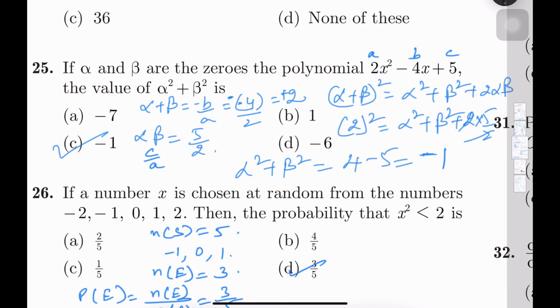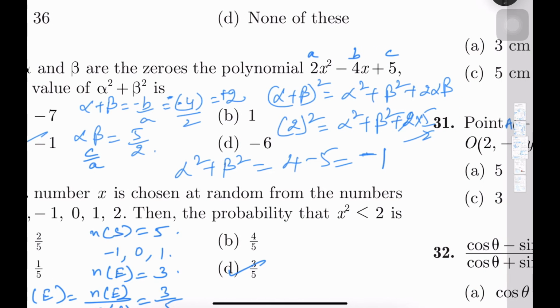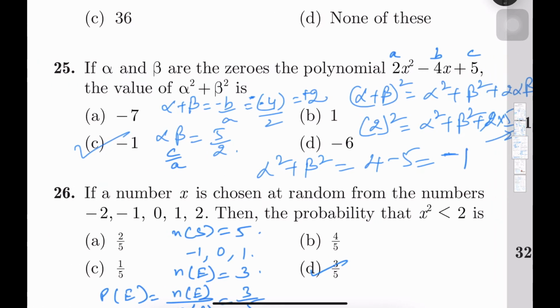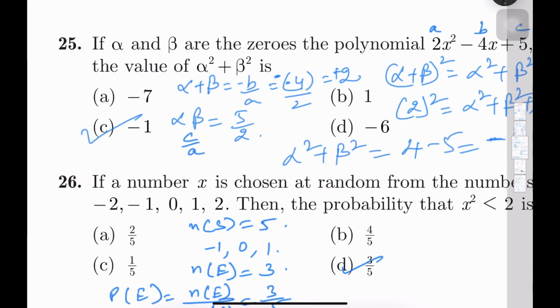So therefore, alpha plus beta whole square is equal to alpha square plus beta square plus 2 alpha beta. Put the values whatever you have here. Alpha plus beta is 2, so whole square, which is equal to alpha square plus beta square plus 2 into alpha beta, that is 5 by 2 you got. So into 5 by 2, 2 will get cancelled. So 4 minus 5, which is equal to minus 1. So therefore here you are getting the option C.